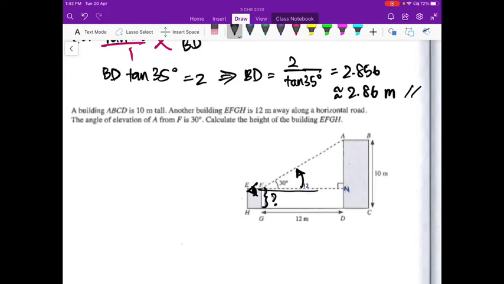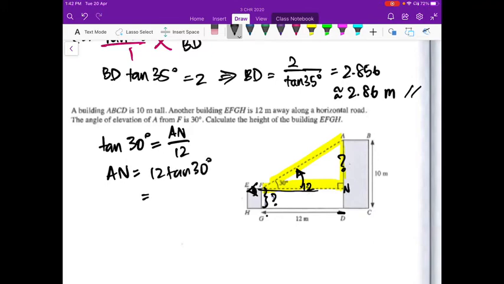Okay, so we know that this is 12 meters. Looking at this triangle, with 12 meters over here, we can find the opposite side. Using tangent, angle 30 degrees equals to the opposite, AN. Over here, you can call the point N. So AN over the adjacent 12. So AN is 12 tangent 30. Okay, that is in meters.